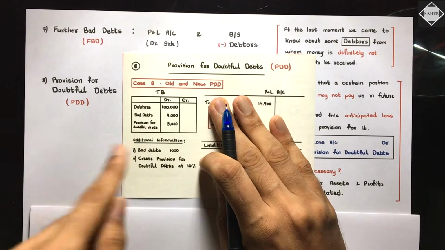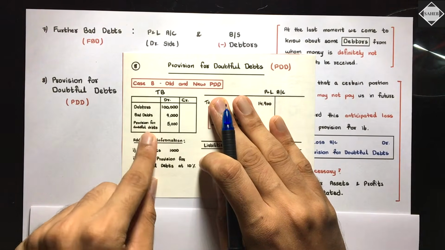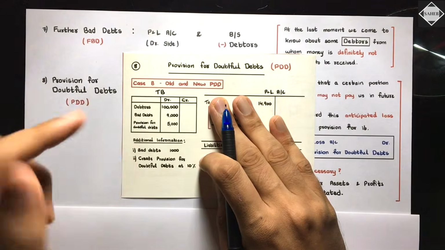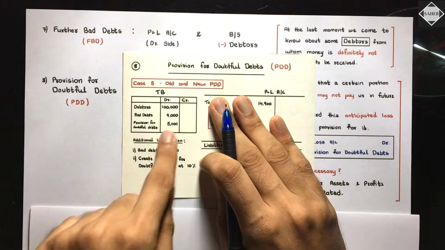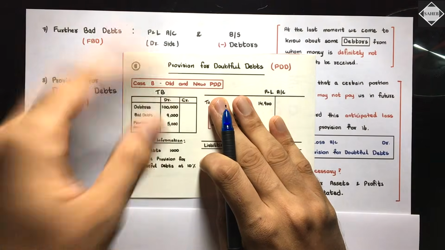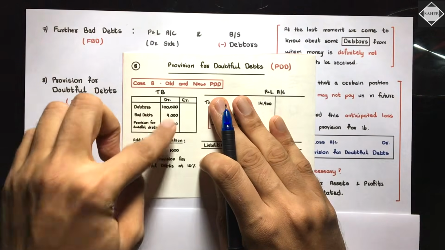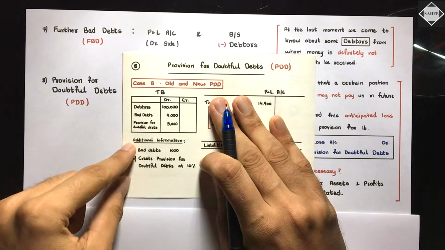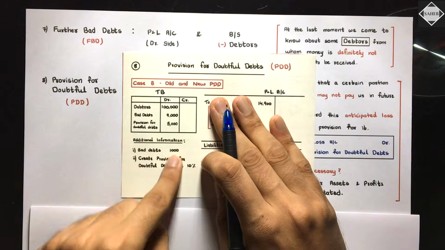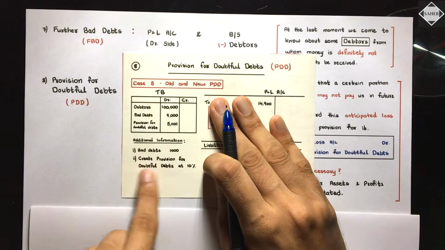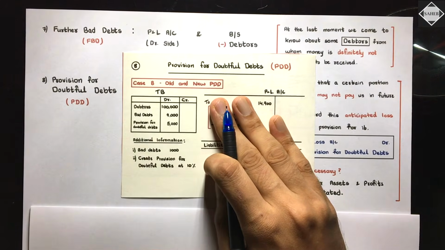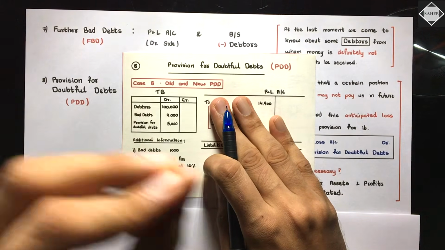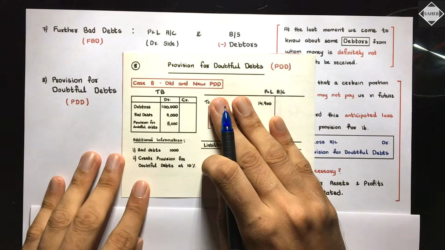Same as the previous question, but there is a provision for doubtful debts already existing in the business. How much? 5,000 provision is already there, right? It is there in the trial balance, as you can see. And then in additional information, the same adjustment: further bad debts 1,000, and create provision for doubtful debts at 10%, they are saying. Now what will you do? I will tell you to make use of one shortcut, and I will teach you the logic of that shortcut.